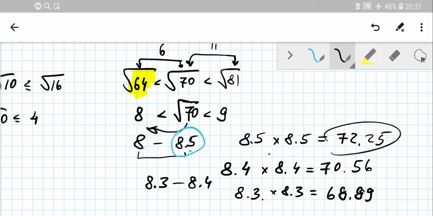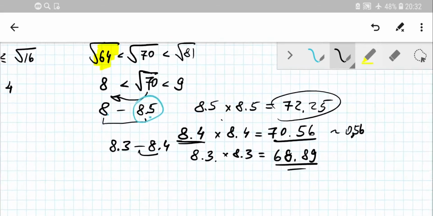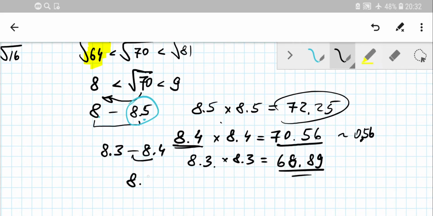So obviously in this case, what you can notice is that 8.4 is closer, because the difference between the real square root of 70 and 70.56 is about 0.56, while here it's a bit more. So your estimation is again closer to 8.4, but if you need to stop at one decimal place, you can write your answer as 8.4, and that will be enough. So your final estimation is 8.4.